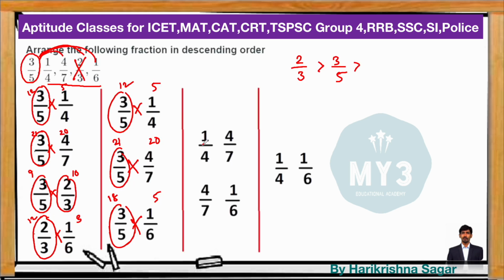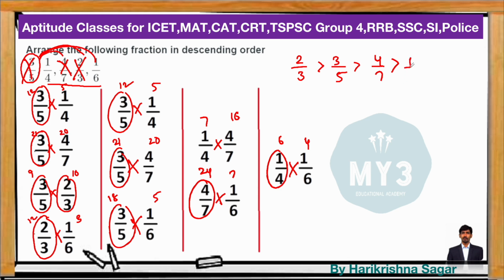So let me check the next one. 4 by 7. I am just removing 3 by 5. The leftover fractions are 1 by 4, 4 by 7 and 1 by 6. Now check 1 by 4 and 4 by 7. This is 7 and this is 16. Which is greater? 4 by 7 is greater. Let's check with the leftover 1 by 6. This is 24, this is 7. Which is greater? 24 is greater. That means 4 by 7 is the greatest one. We are left with only 1 by 4 and 1 by 6. So this is 6 and this is 4. 6 is greater, which means 1 by 4 is the greater fraction and the least fraction is 1 by 6.